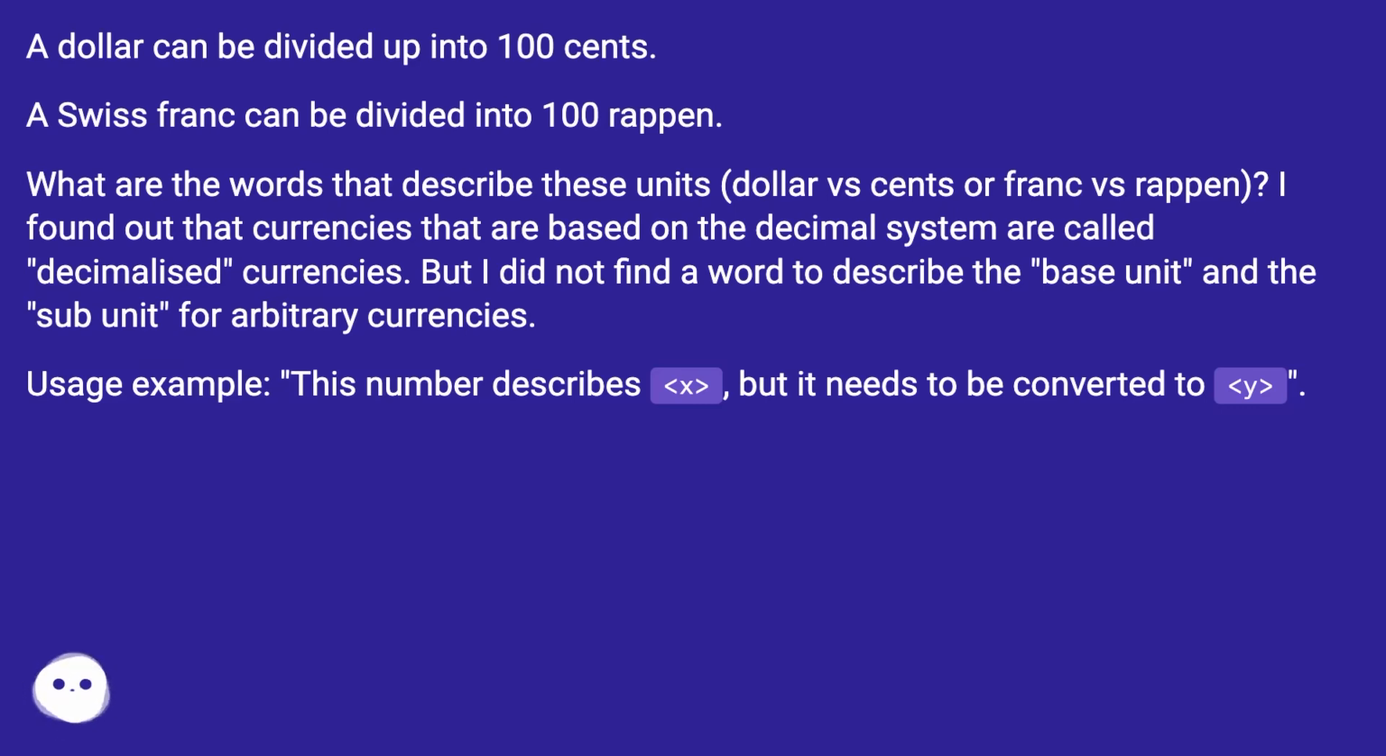I found out that currencies that are based on the decimal system are called decimalized currencies. But I did not find a word to describe the base unit and the sub-unit for arbitrary currencies. Usage example: this number describes, but it needs to be converted to.